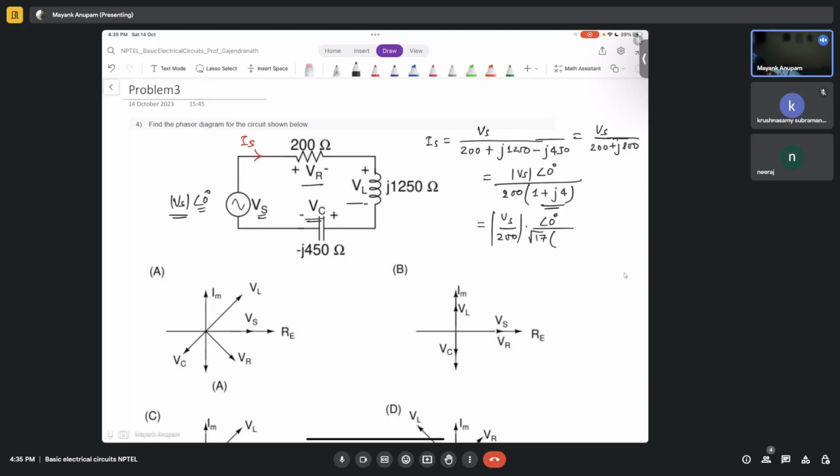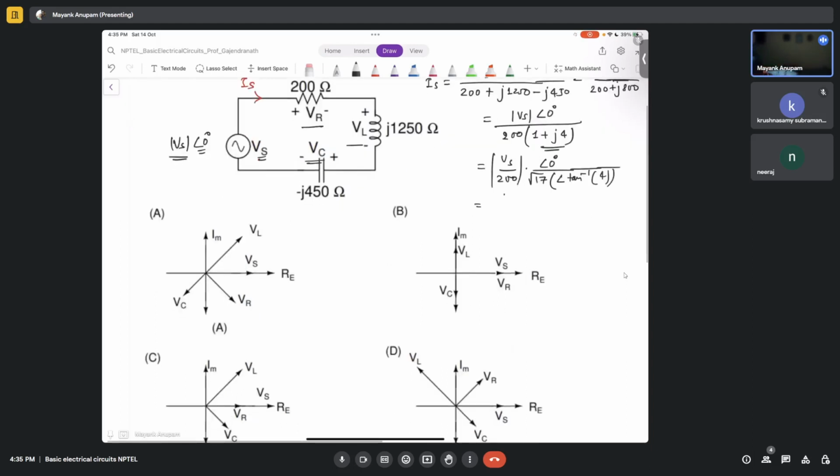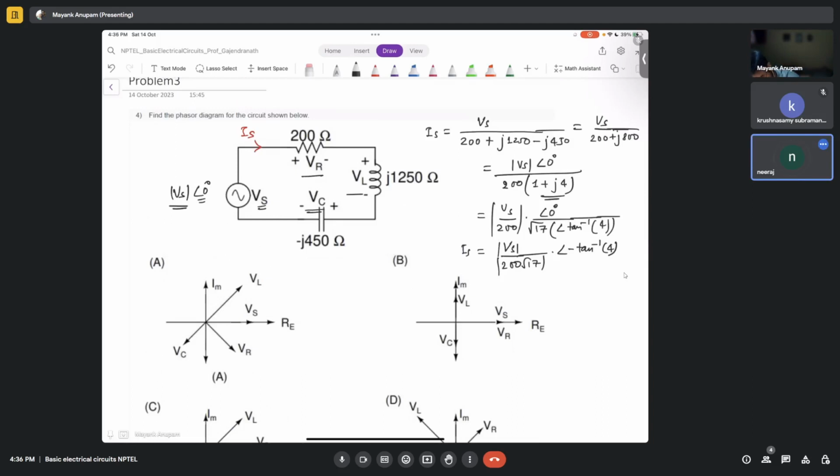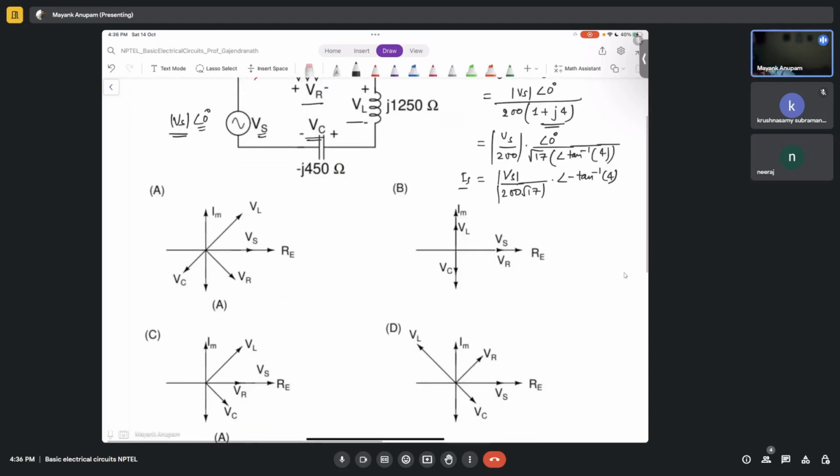The angle will be how much? It is 75.96, but let's do it in terms of tan inverse of 4 by 1, tan inverse of 4, right? So the current will be mod of Vs divided by 200 root 17, which will be the magnitude, and the angle would be minus of tan inverse 4, right? Yes, sir. Correct.